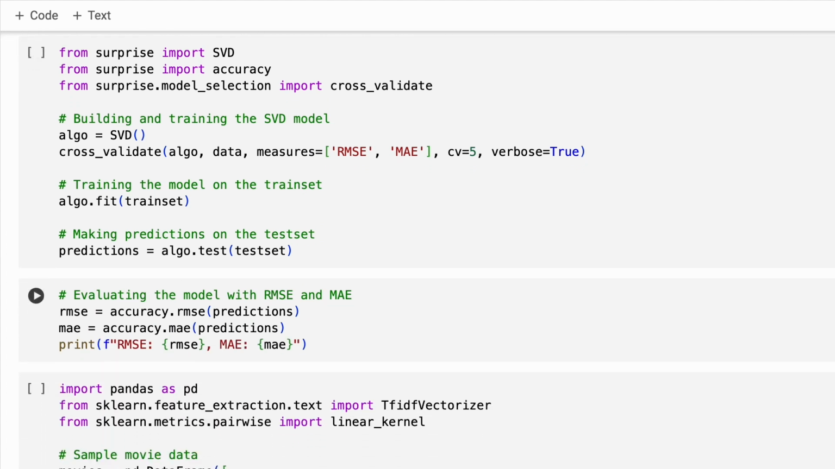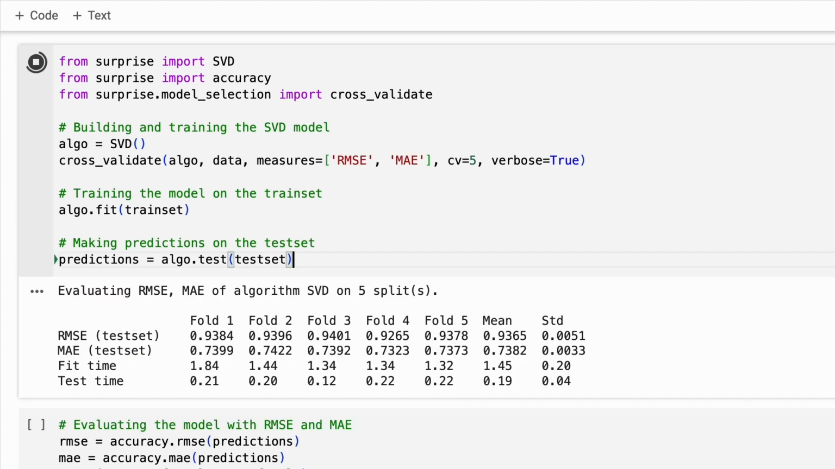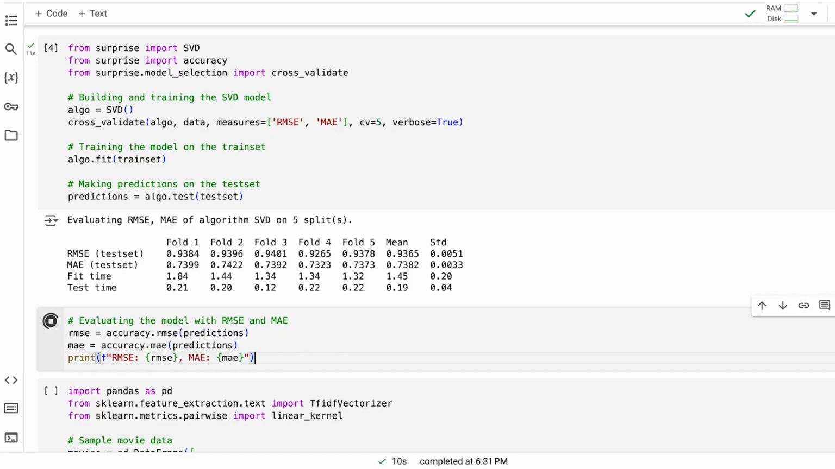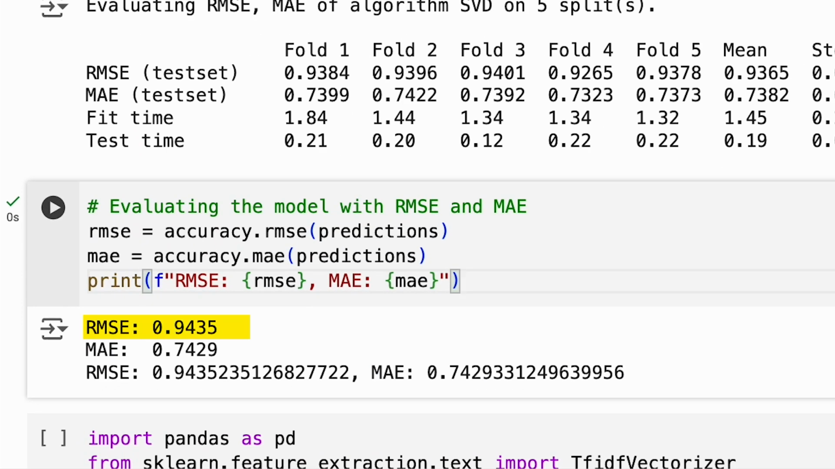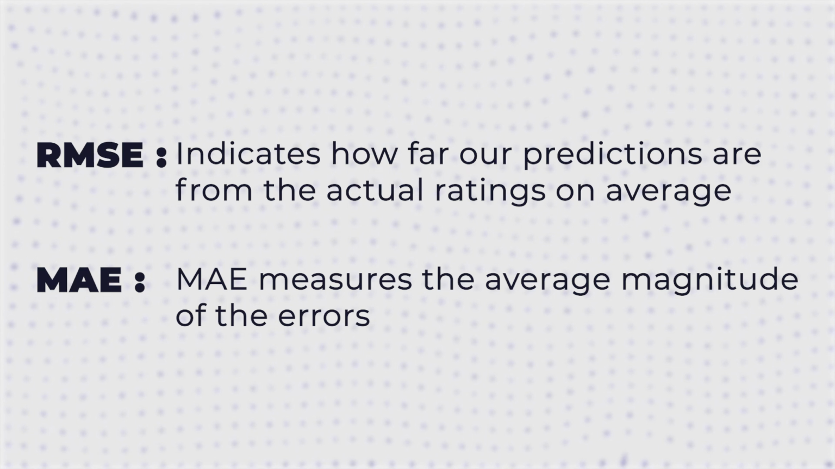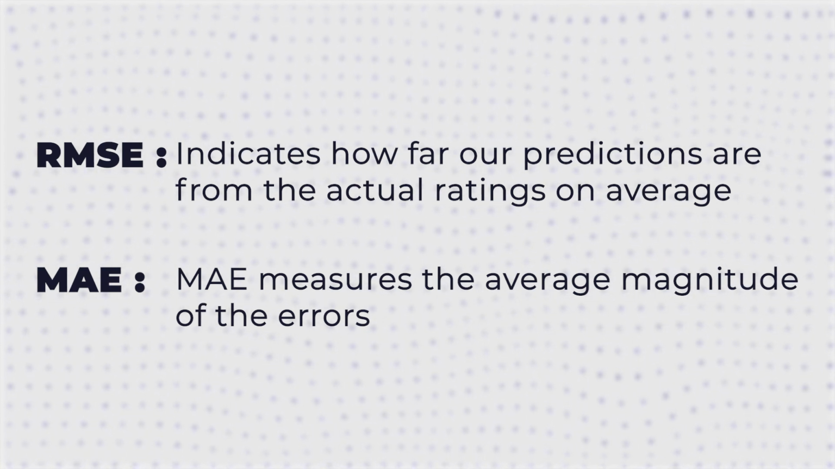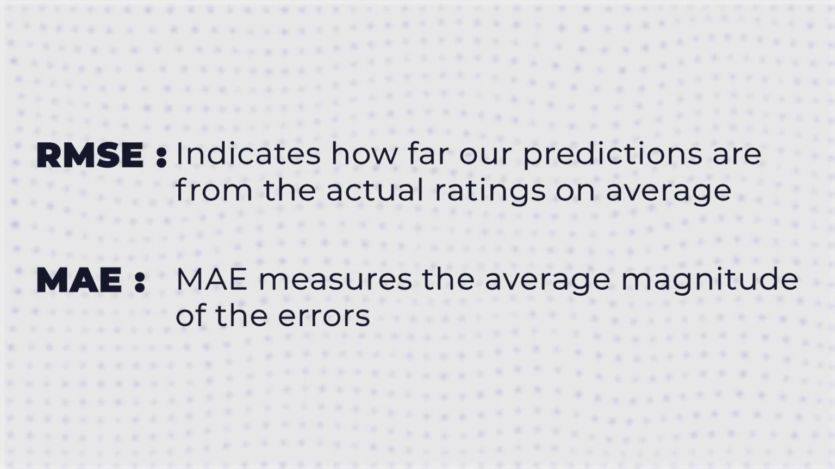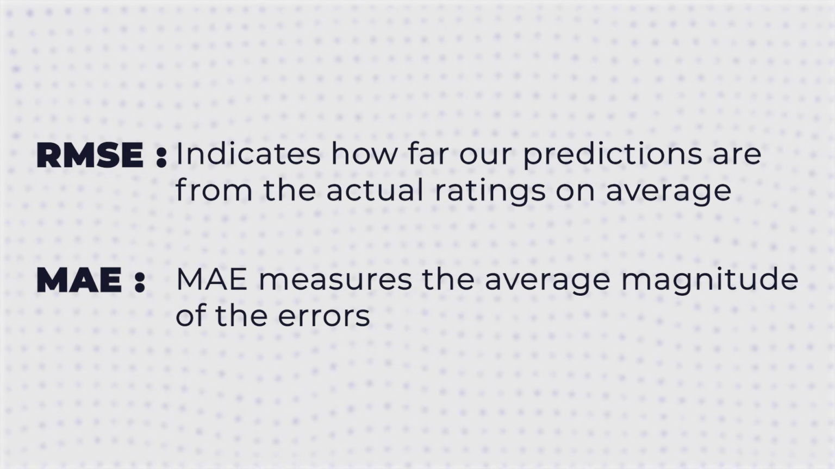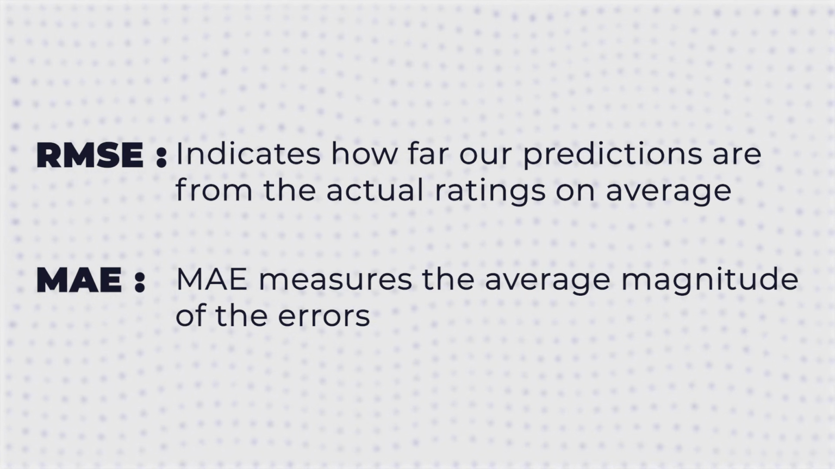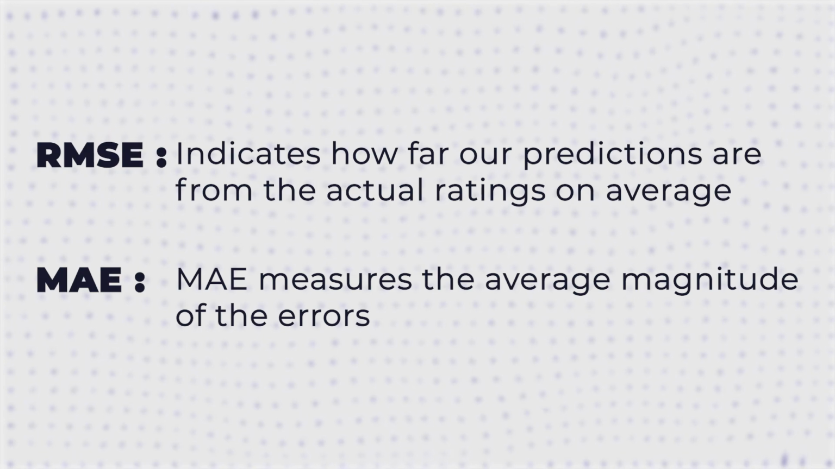We'll use metrics like RMSE, or root mean squared error, and MAE, or mean absolute error, to gauge the accuracy of our predictions. Our results show an RMSE of 0.9435 and an MAE of 0.7429. The RMSE indicates how far our predictions are from the actual ratings on average, while the MAE measures the average magnitude of the errors. These values suggest that our model is performing quite well with reasonably low prediction errors.